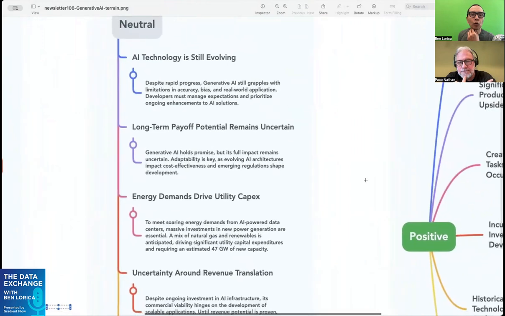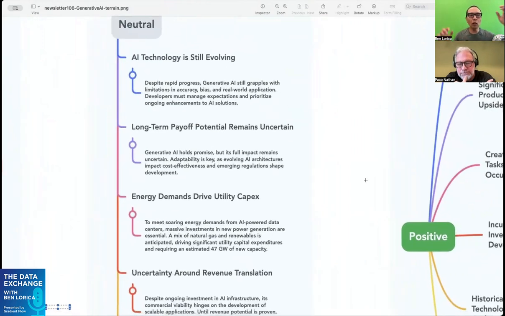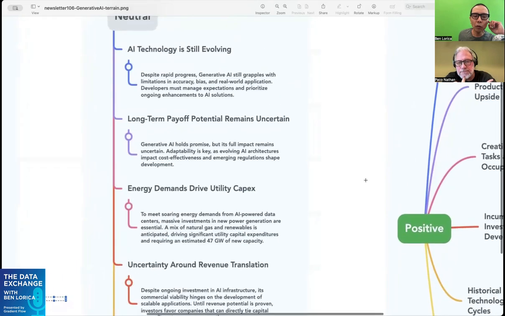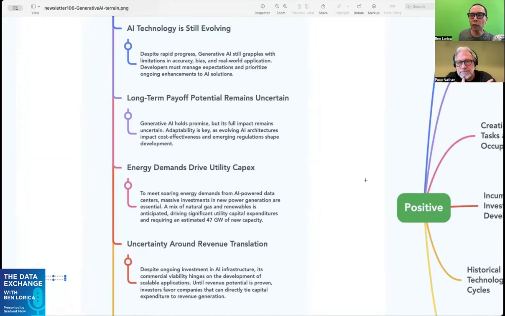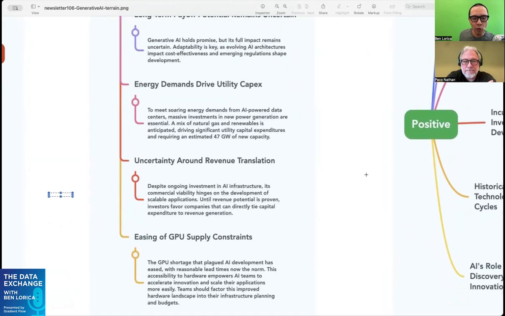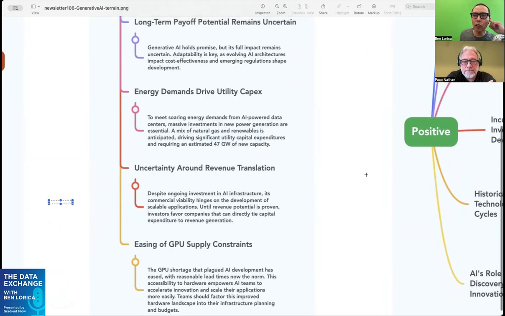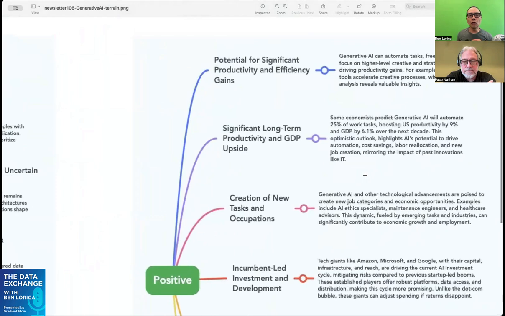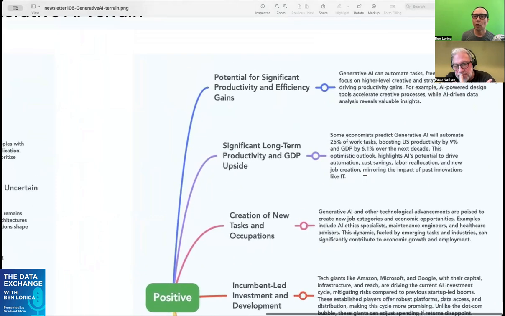On the neutral side, you can say the technology is still evolving. We're still kind of uncertain about how this will translate to revenue, so let's not panic. So this is much more of the neutral kind of perspective, right? And then to some extent maybe the GPU supply is easing a little bit. And on the positive side, you can see the people who have deployed generative AI.